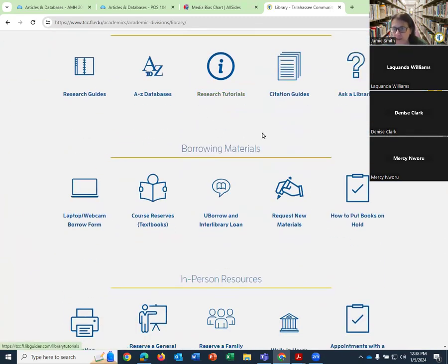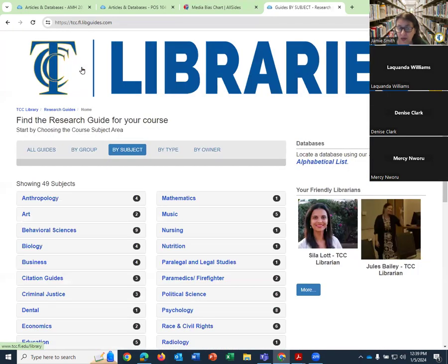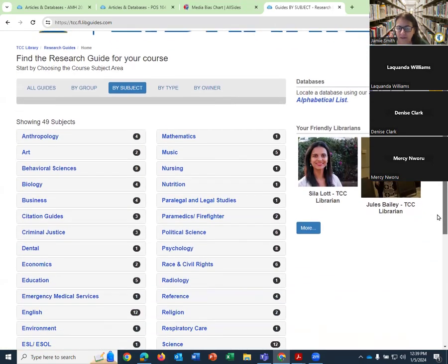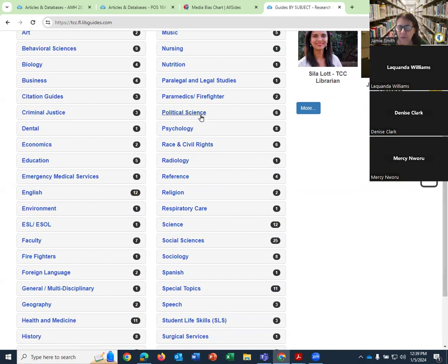So we already looked at the citation guide, I think. No, we may not. This is a citation guide for MLA, APA, Chicago. But we have right here the resource guides, and you can use this for every single class that you're taking. If you're doing political science or history, right here. And I'll do history first.